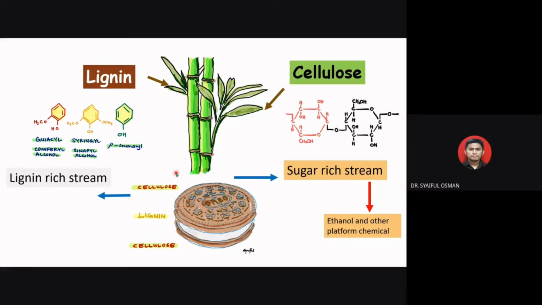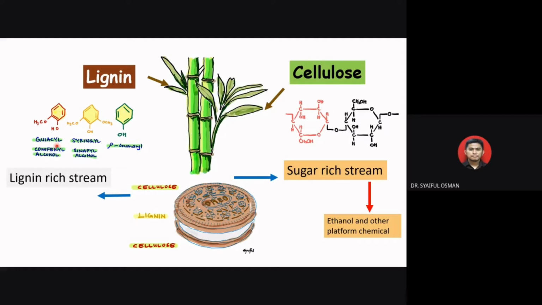And if you want to utilize this material, if you want to utilize lignin, we need to first separate it into a lignin-rich stream and a cellulose or sugar-rich stream. And we can make a lot of things from a sugar-rich stream. For example, we can make ethanol and other platform chemicals. And for lignin, we pretty much burn it to get energy.